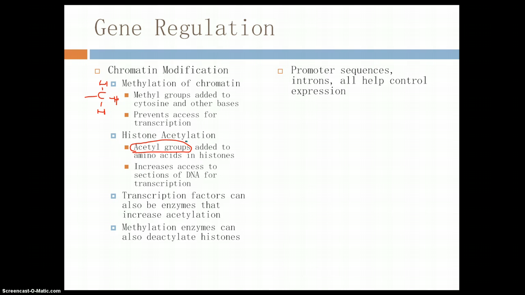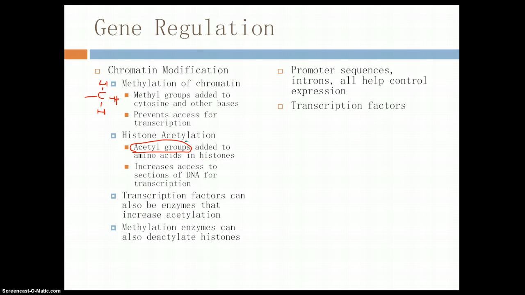Gene regulation also involves promoter sequences that get this whole process going and show transcription factors where to bind, that kind of stuff. Introns, removing the exons, that kind of stuff. It all helps regulate it, because remember, regulation means making it happen, and it also means making it stop. So those things are all keeping it happening at the right pace. And so these things all contribute to that.